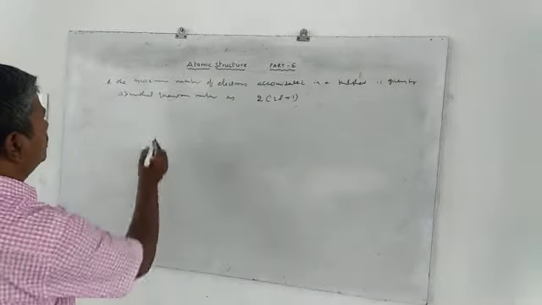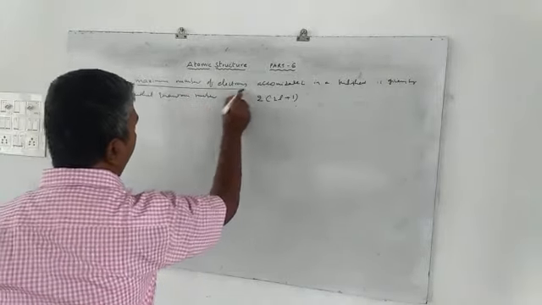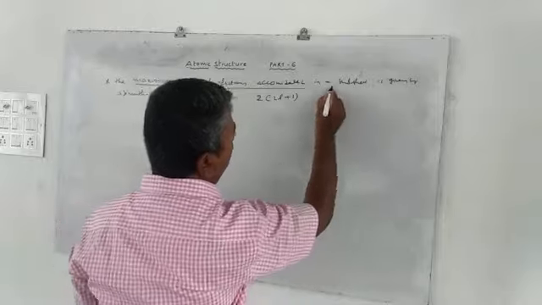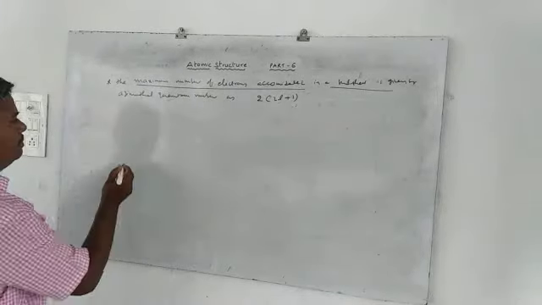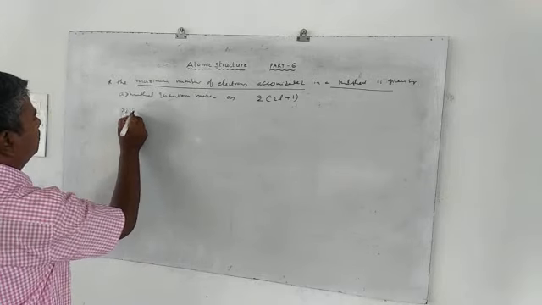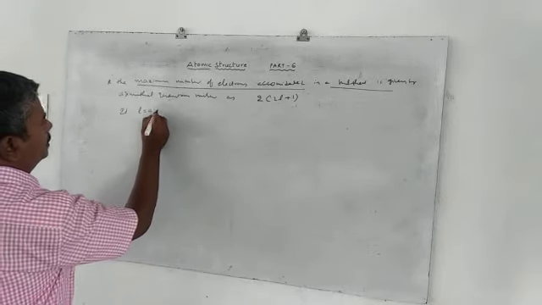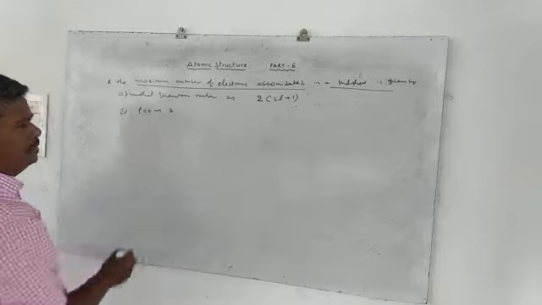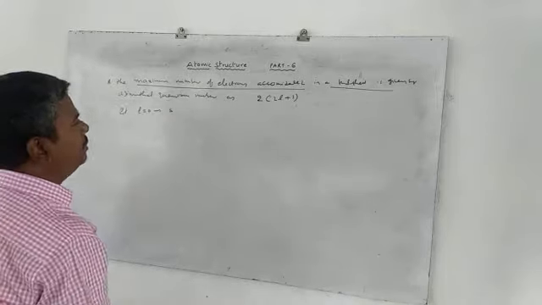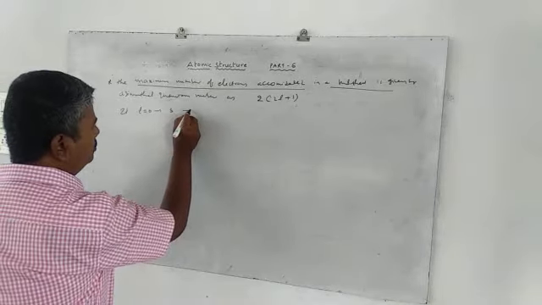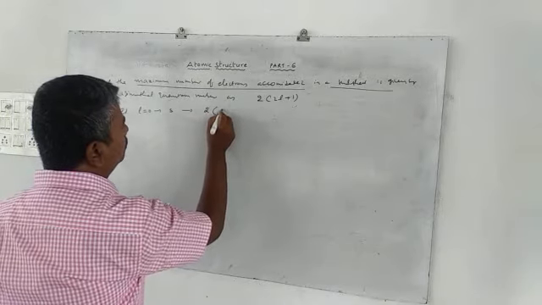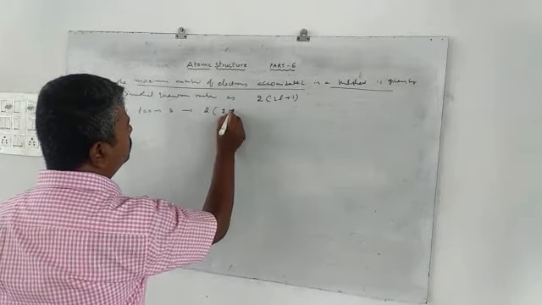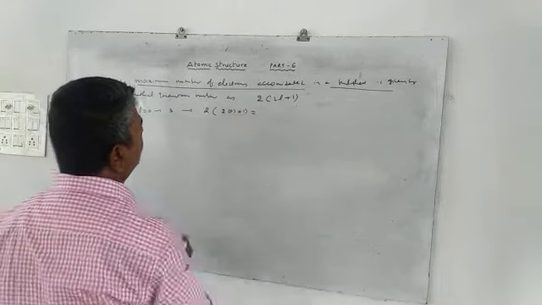Once observe, the maximum number of electrons accommodated in which one? A subshell. Subshells are which one? S, P, D, F are the subshells. That means if L equal to 0, that is which one? S subshell. How many electrons does the S subshell accommodate? Substitute the L value: 2 into 0 plus 1.